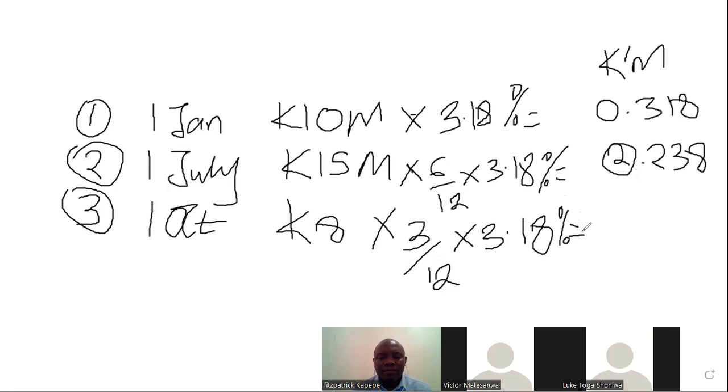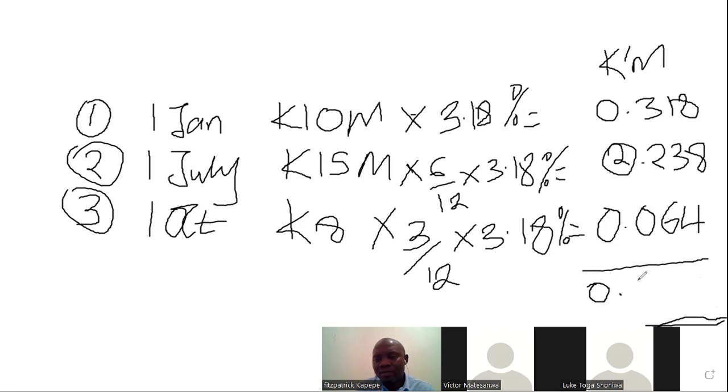0.064. So we need to add so that we get the total cost. Point 0.62, like this, isn't it? Yes. Okay. So this will be your total cost that you're actually going to capitalize.